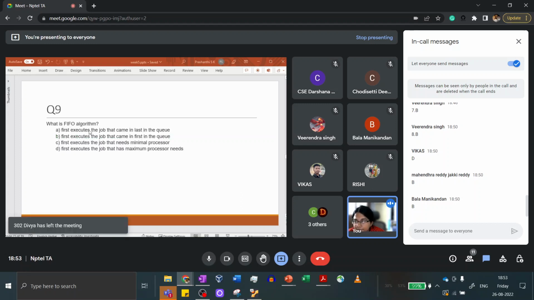What is the FIFO algorithm? A, first executes the job that came in last in the queue. B, first executes the job that came first in the queue. C, first executes a job that needs minimal processor. D, maximal processor needs. Any answers to this?